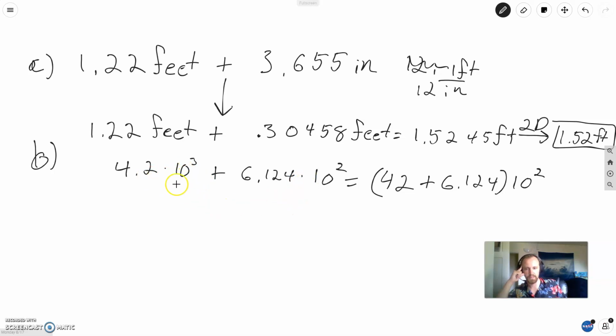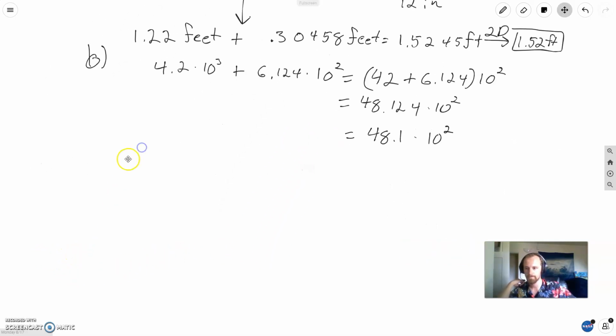So then I can pull out a 10 to the 2 from each term. So then I will get 48.124 times 10 to the 2. And then, because we only need 1 decimal point, we'll get 48.1 times 10 to the 2. Okay.